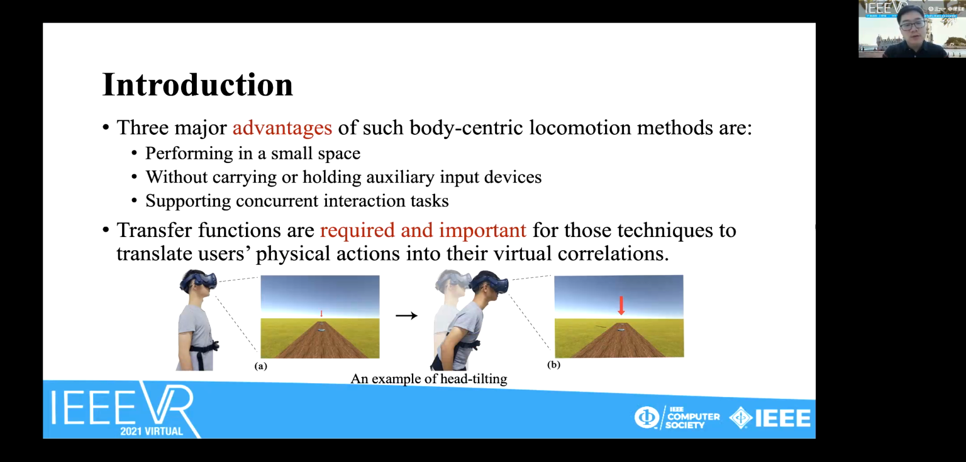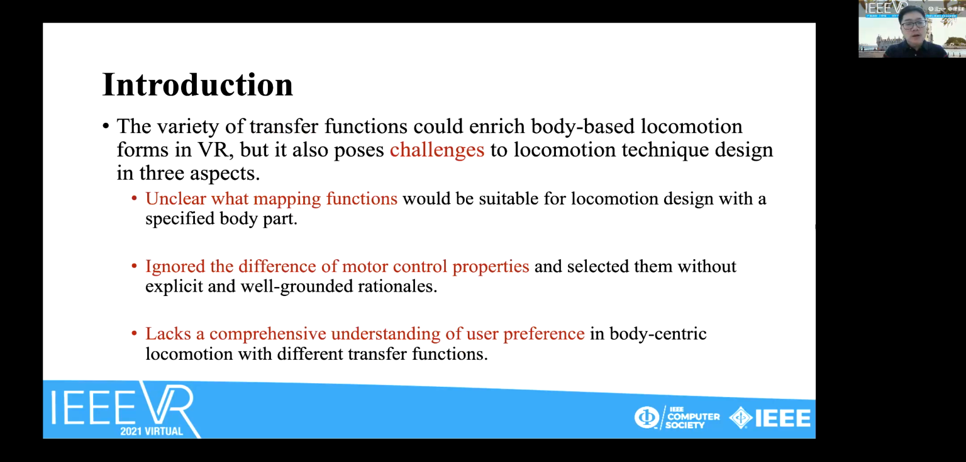Transfer functions are required and important for those techniques to translate users' physical actions into virtual movements. The example of head tilting is shown. The variety of transfer functions could enrich body-based locomotion forms in VR, but it also poses challenges to locomotion design in three aspects. First, it's unclear what mapping functions could be suitable. Secondly, the difference of multiple control properties is ignored. Third, it lacks a comprehensive understanding of user preference in body-centric locomotion with different transfer functions.